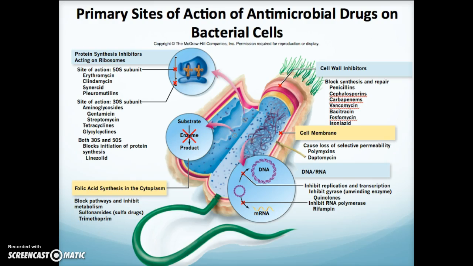This is a really nice figure that shows the primary sites of action of antimicrobial drugs on bacterial cells. We have the protein synthesis inhibitors that act on ribosomes. Remember that the ribosomes in prokaryotes are different than eukaryotes, so it shouldn't damage the host cell if it's a bacterial microbe that we're after. There's also folic acid synthesis in the cytoplasm that we might want to disrupt, cell wall inhibitors, and cell membrane disruptors, things that would cause a loss of that selective permeability and make it more permeable. And then lastly, DNA and RNA, we may have something that would attack those. So this is a really nice one that kind of sums it up.